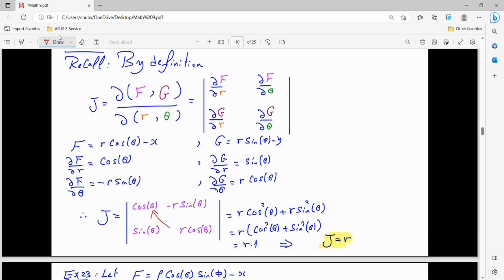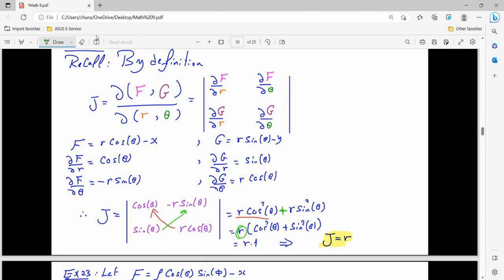And then when we find the determinant, this is r times cos squared, and this is minus negative. So minus negative means it will turn into a plus. And this is r sine squared. So we know our identity, cos squared theta plus sine squared theta, is just equal to whatever coefficient it has. So this gives us J equals r.